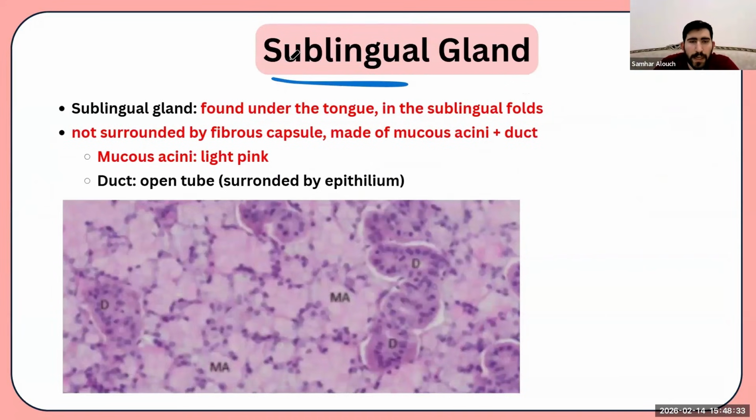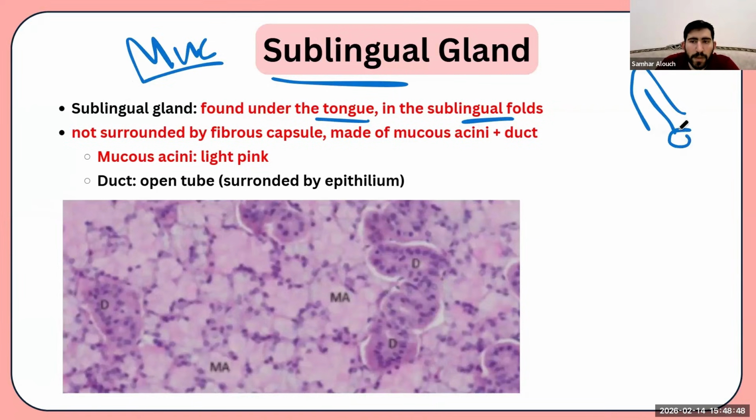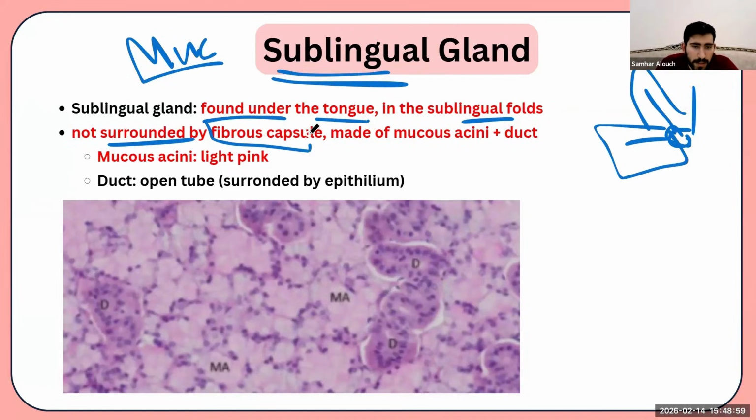Finally, we have the sublingual gland, and sublingual is full of mucus acini, and mucus acini are light pink. So the sublingual gland is found under the tongue in the sublingual fold. If you remember, we have the tongue, the frenulum, and the sublingual caruncle, and then we have sublingual folds. The sublingual gland is in the sublingual folds, not the sublingual caruncle. It's not surrounded by a fibrous capsule. It's the only one that's not surrounded.